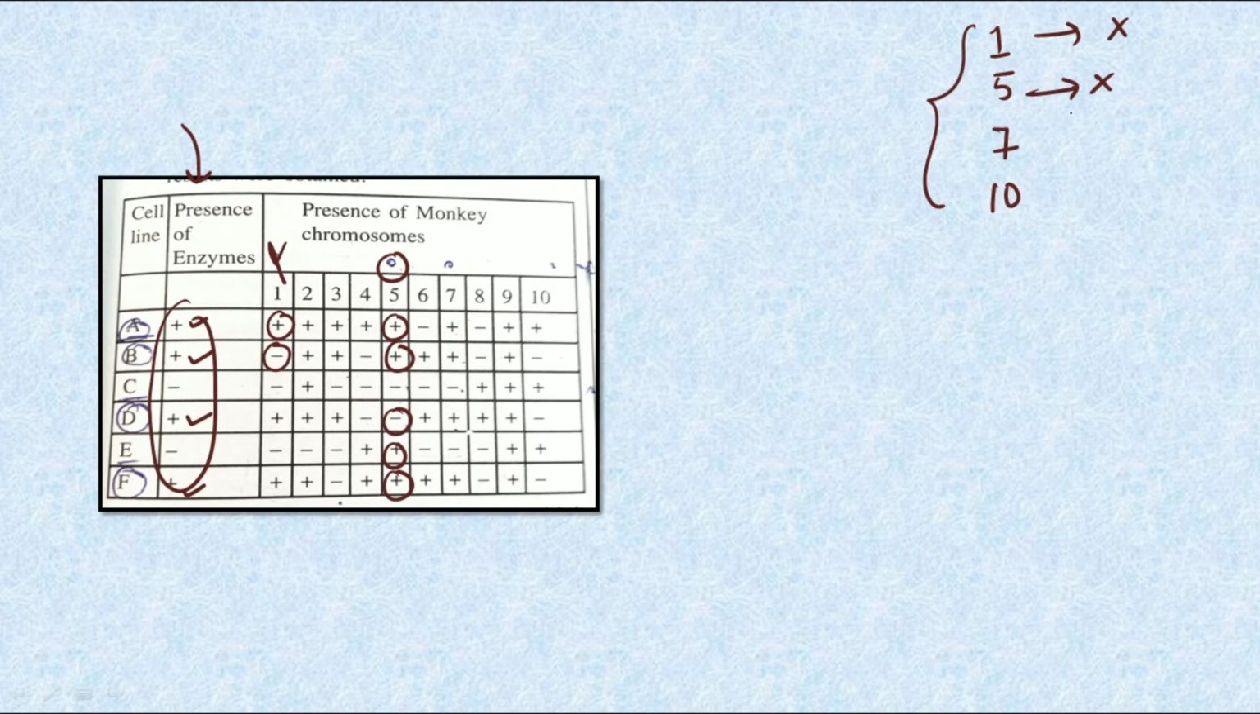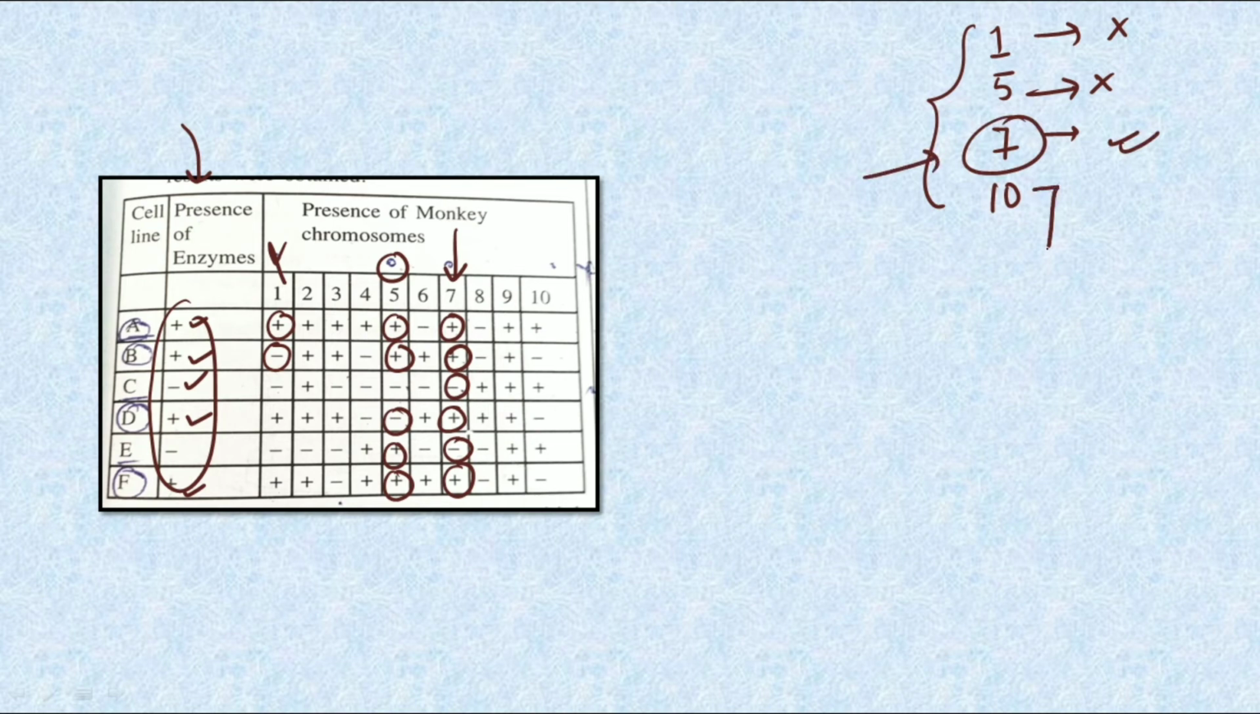Let us analyze the third one, chromosome number 7. Chromosome number 7 has cell line A, cell line B. It does not have cell line C, as in the case of the enzyme. It has cell line D. It does not have cell line E, and it also has cell line F. So we can see that it completely matches with the presence of the enzyme. Hence we have the correct option as chromosome number 7.